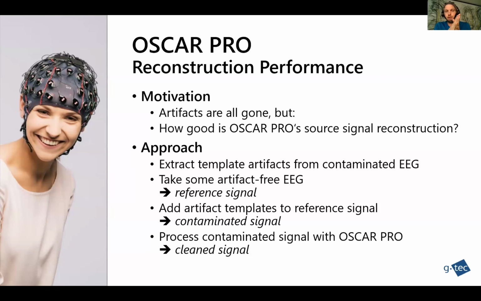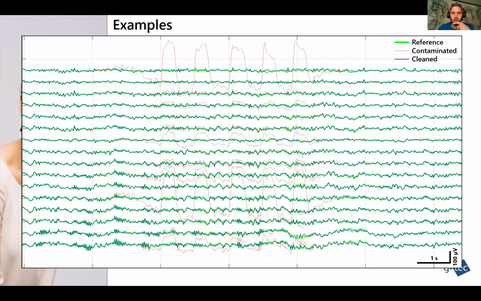So those artifact-free recordings are our reference signal, and then we applied those artifact templates to our reference signal. So this created our contaminated signal. And then we processed this contaminated signal with Oscar Pro, and then we got the cleaned signal. So we have 3 signals we can compare. So before we go into the quantitative analysis, let me show you a few examples.